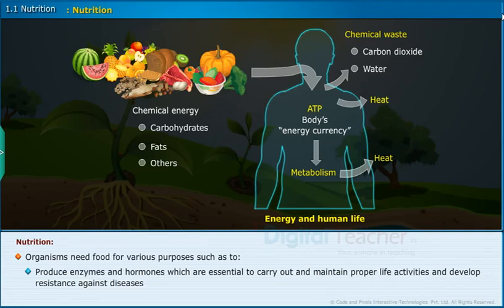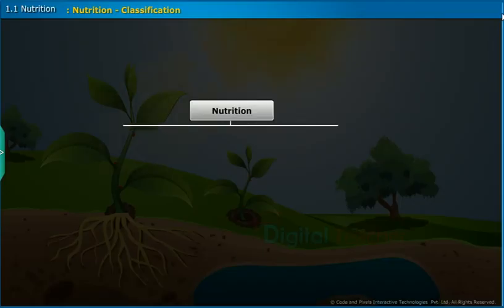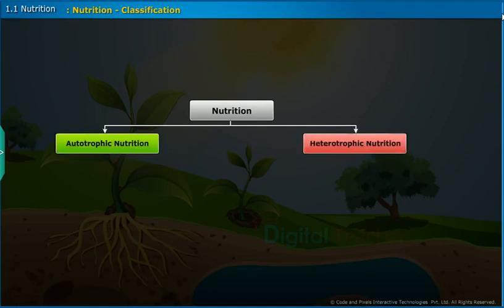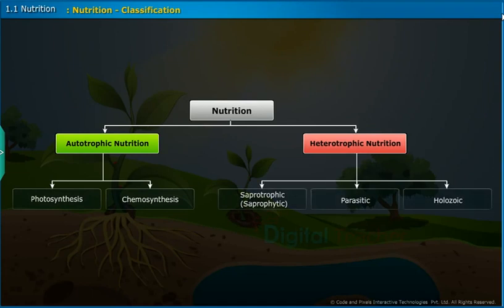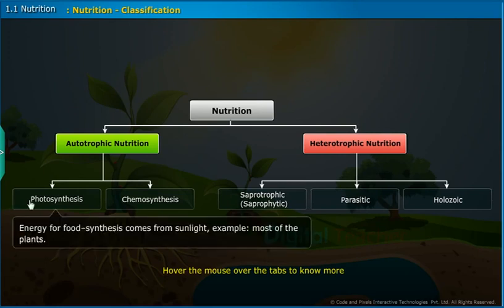Now, let us learn about the classification of different types of nutrition found in organisms. The classification of nutrition is shown on the screen. Hover the mouse over the tabs to know more about their process. Now, let us learn about modes of nutrition.